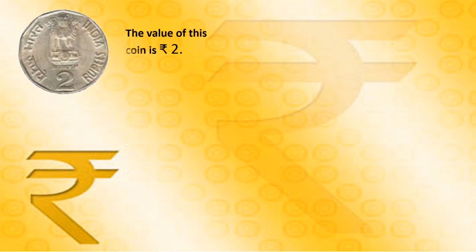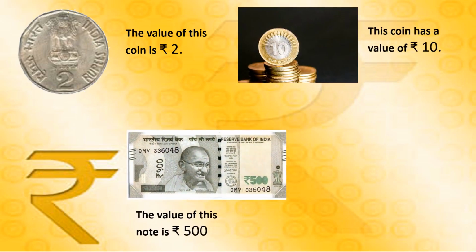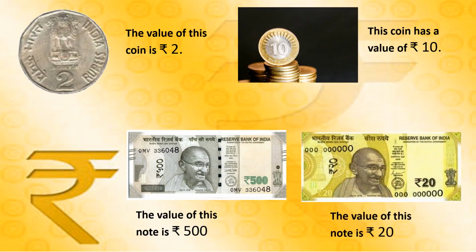Let's do some exercise. Here the value of this coin is rupees 2. This coin has a value of rupees 10. The value of this note is rupees 500 and the value of this note is rupees 20. We can come to know about the value of these notes and coins by just looking at the number printed on the note or the coin. It's that simple.